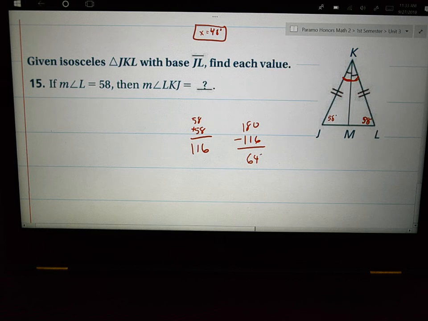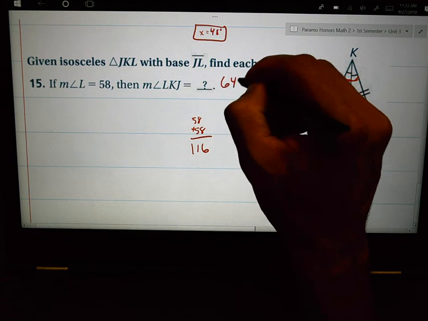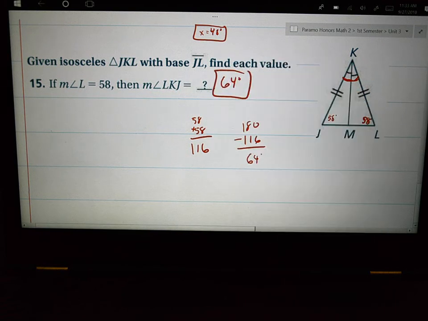Do I have to cut that into two pieces? No. My answer for 15 is 64 degrees. In the other ones around it, you may have to divide it by 2. It just depends on how it's given to you. We're going to stop your notes right there.